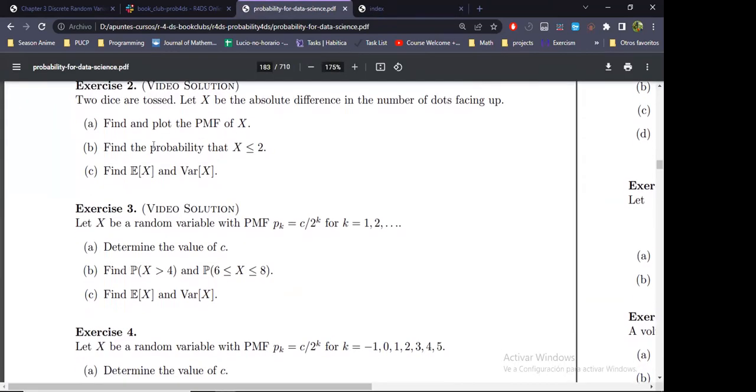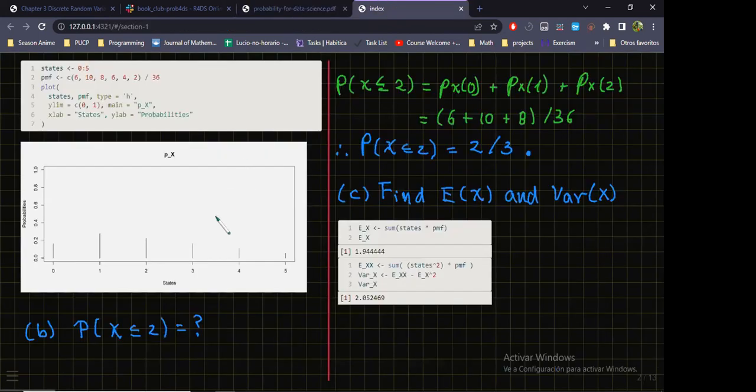Now the second part is to find the probability that such a random variable is less than or equal to 2. Because it is a discrete random variable, we simply have to evaluate it starting from its lowest value, in this case 0, until we reach this upper bound, 2. The states that satisfy that relationship are only 0, the state 1 and the state 2. So we add their probabilities, and we get that the probability that the absolute difference obtained is less than or equal to 2 is just 2/3.